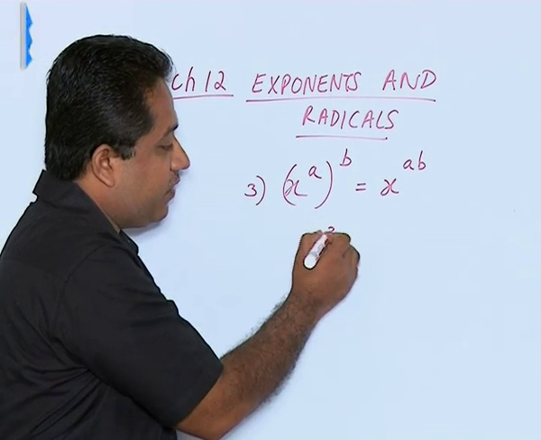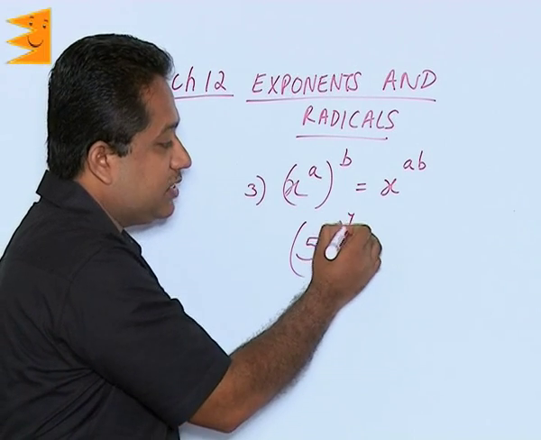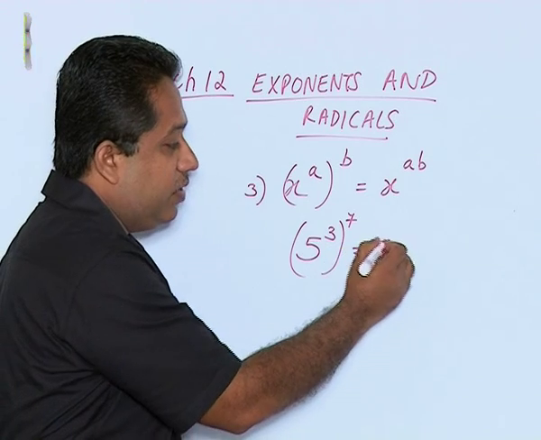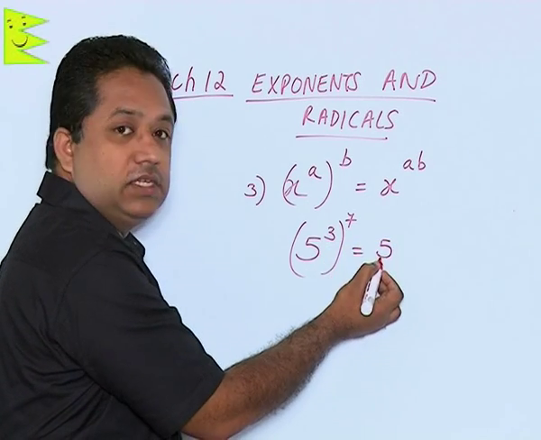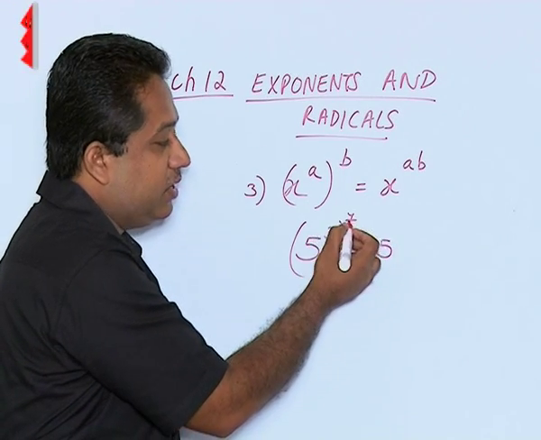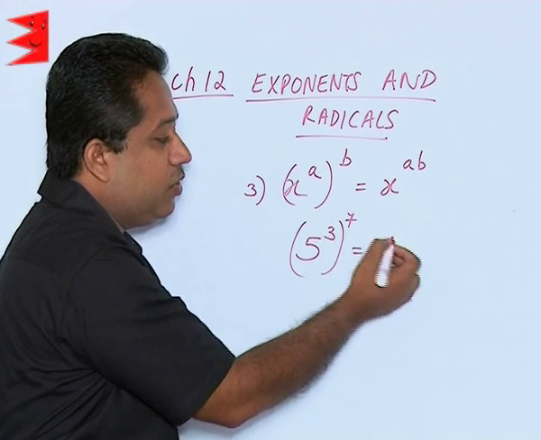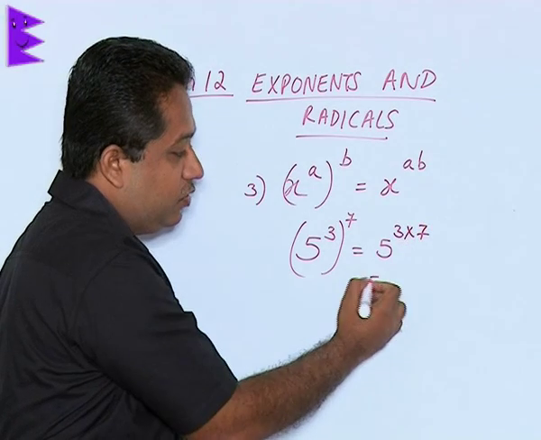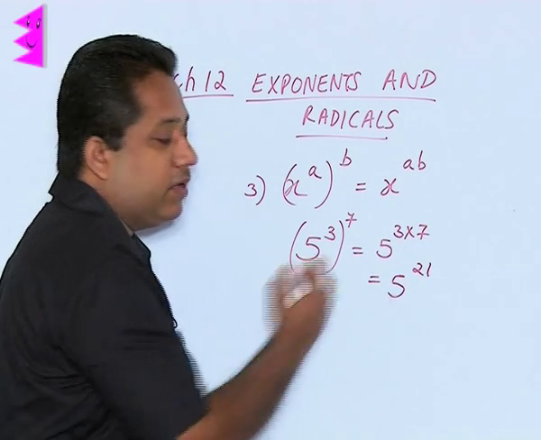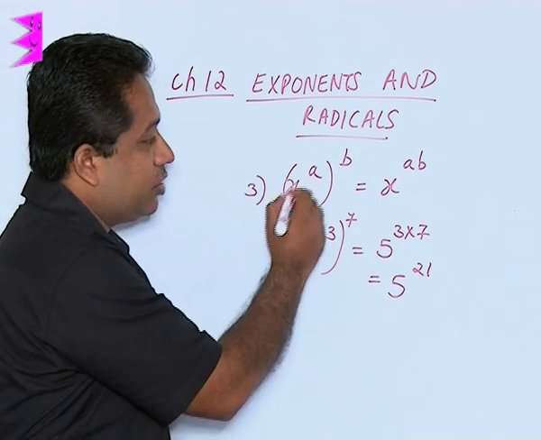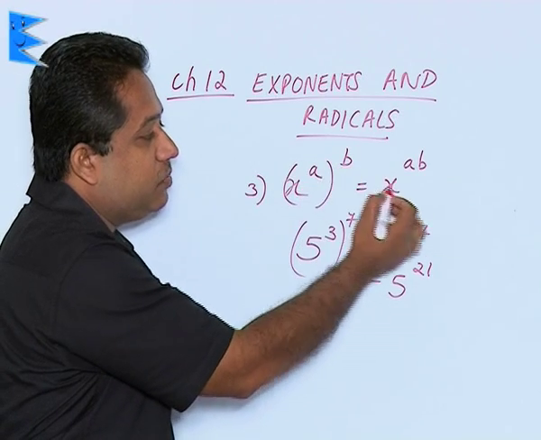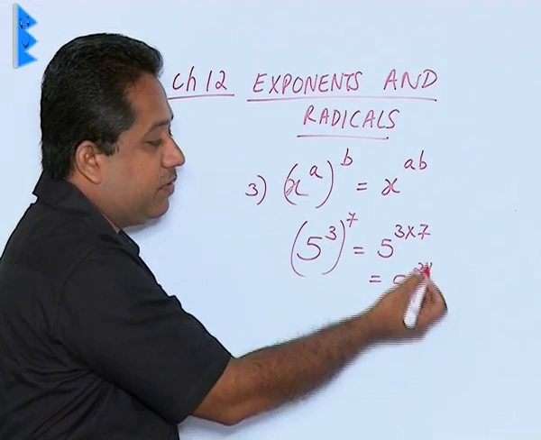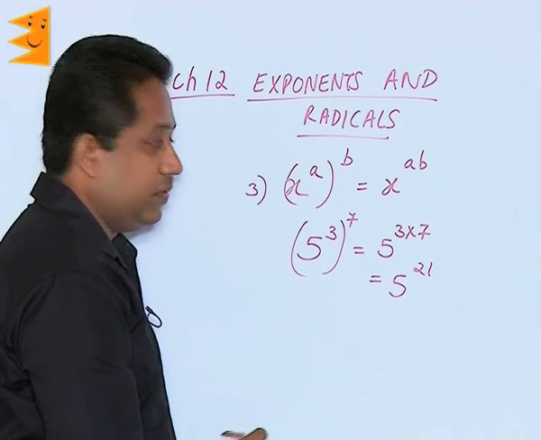For example, if we have 5 cube whole to the power 7, then the answer will be 5, which is the base, and the powers 3 and 7 are multiplied. It is going to be in the form of a into b. So this is 3 into 7, and we get 5 to the power 21. So x to the power a whole to the power b becomes x to the power ab. The powers are multiplied and we get the result.